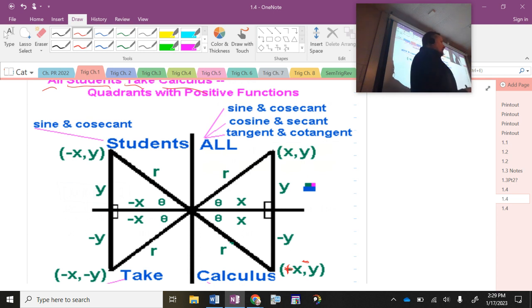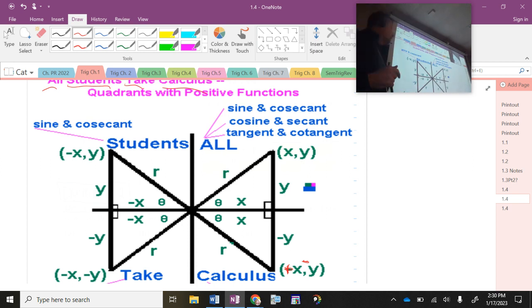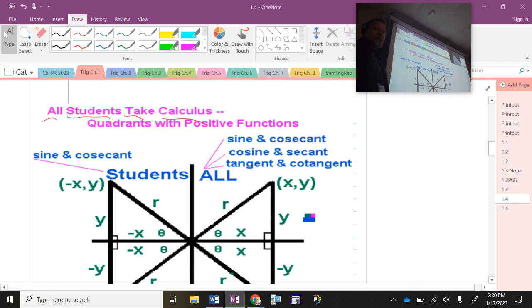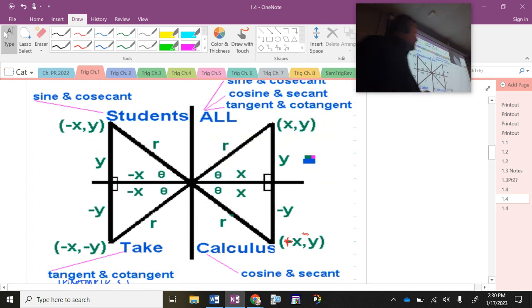The original: all students take calculus, cosine. Cosine is positive in quadrant 4, along with its brother or sister, secant. And I think I have that cut off there. There we go. Okay, now I'll show you what kind of cryptic questions they have on this.